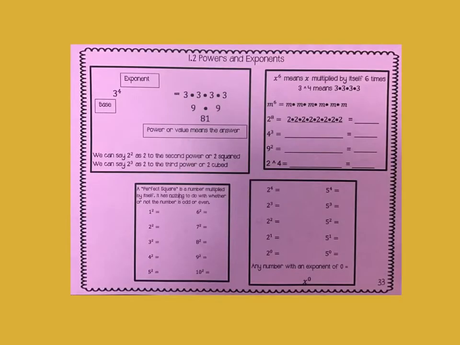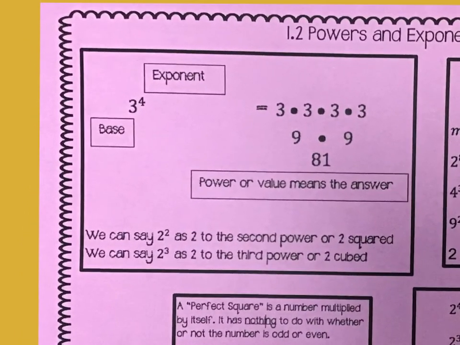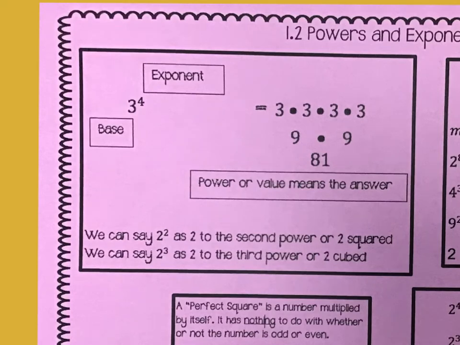Okay. If you would please turn to page 33 in your journal. And this is the notes for 1.2. And it's titled Powers and Exponents. So the first thing that I want to go through is some vocabulary to make sure that you're kind of comfortable and familiar with what we're talking about today. So when we're looking at a number that is an exponent, there's 2 numbers. We have the big number, which we call the base, and we have the smaller number that's kind of up to the right, and we call it an exponent.